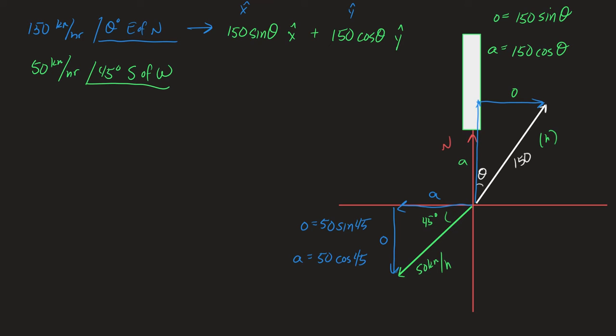I don't know what those are, but sine of 45 equals cosine of 45, and that's 0.707. So these are about 35 kilometers an hour with some change. Could somebody work that out for me and tell me how much? Excellent, 35.5. So that means this is 35.5, and that's in the negative x direction. And this is 35.5 in the negative y direction.